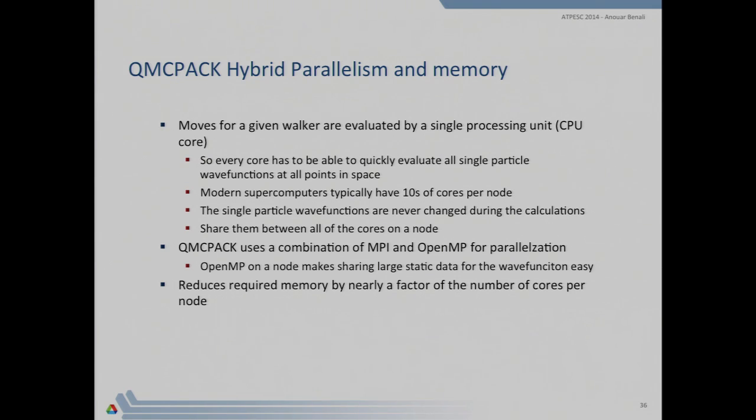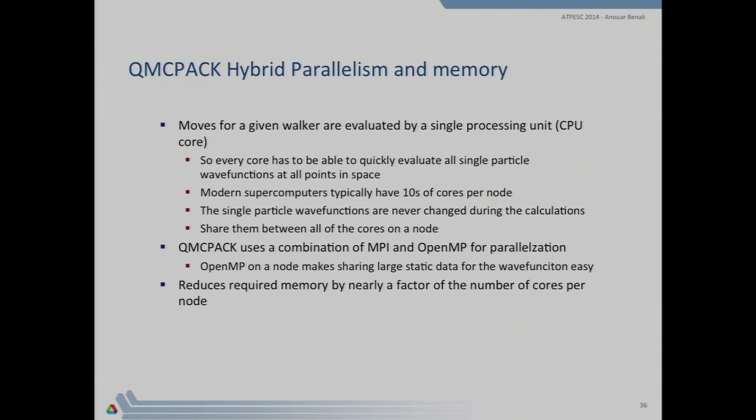So this is great because in all the modern supercomputers, we have tens and hundreds of cores per node. That means that all these cores will need to access the same wave function very quickly. The single particle wave functions are never changed during the calculation. So the single particle doesn't change. It's usually the coefficients of our B-splines that are recalculated and reevaluated.